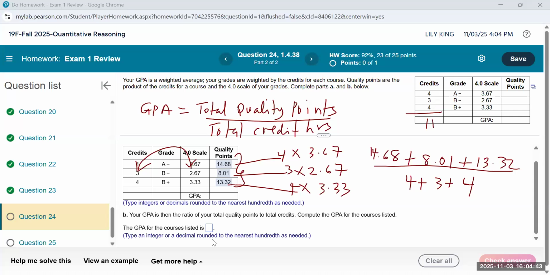We have 14.68 plus 8.01 plus 13.32. We have a total of 36.01. Divide that by 11. That gives a GPA of 3.27 if you round it to the nearest hundredth.